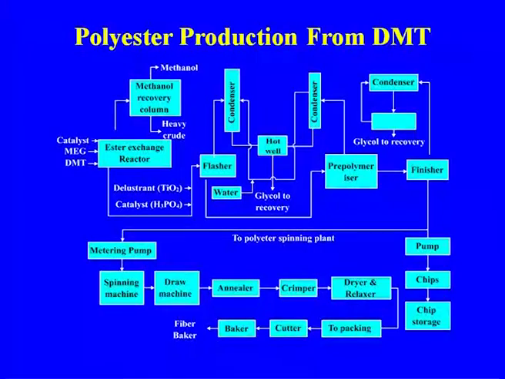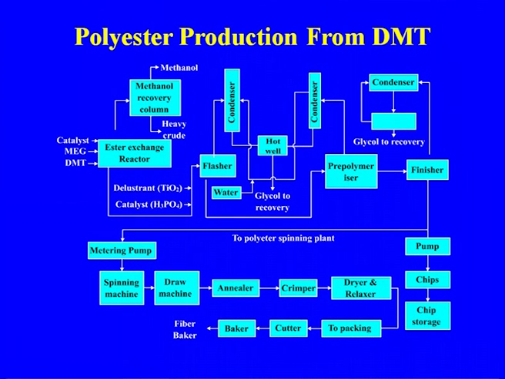In dry spinning, the polymer is dissolved in a solvent and then passed to the spinner, and while it comes into the hot air stream, the solvent is removed. So here, in the case of polyester, we are using melt spinning.